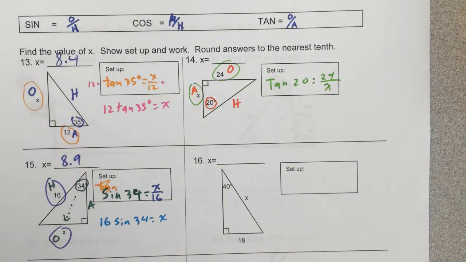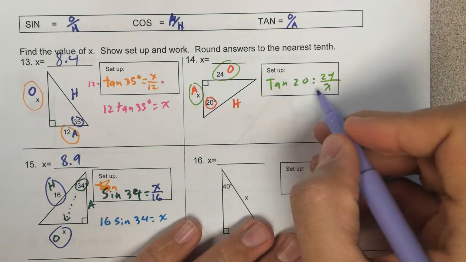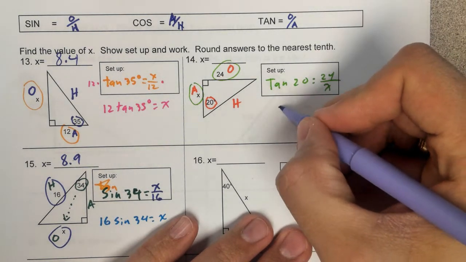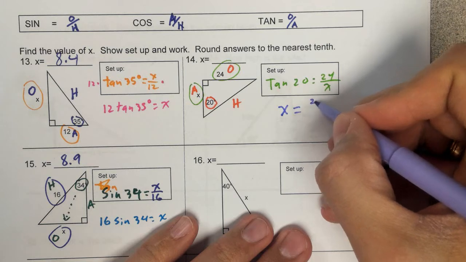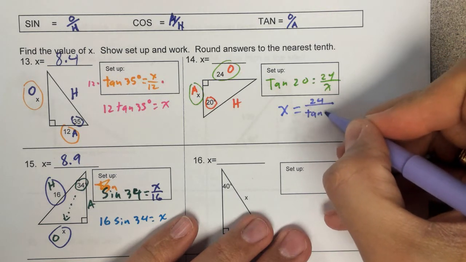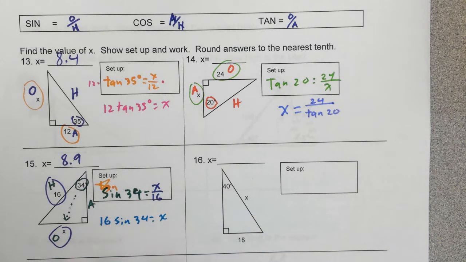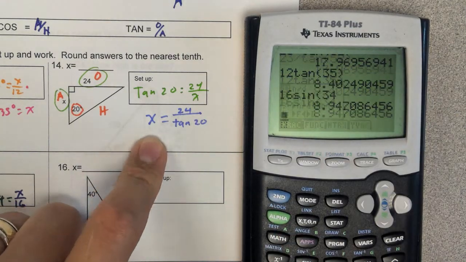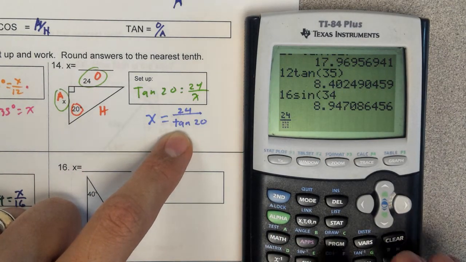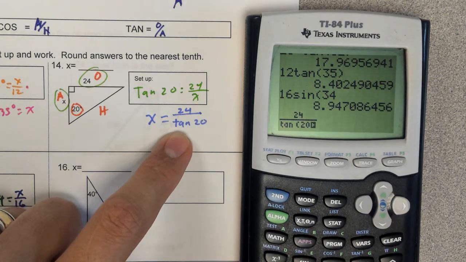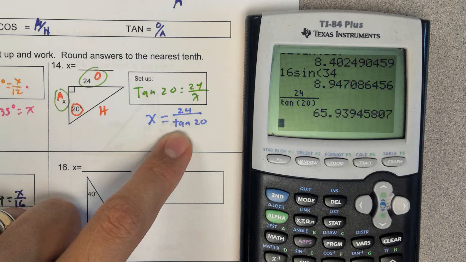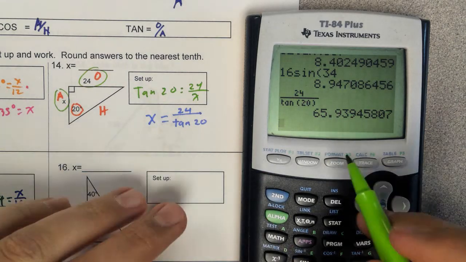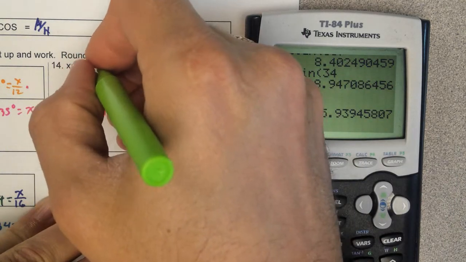When my x is on the bottom, what we are going to do is switch my trig function and the x. So we end up with x is equal to 24 divided by tangent of 20 degrees. X is by itself, calculator time. Let's do 24 divided by tangent 20. We end up with 65, let's just call it 66.